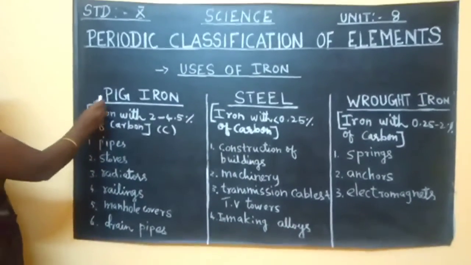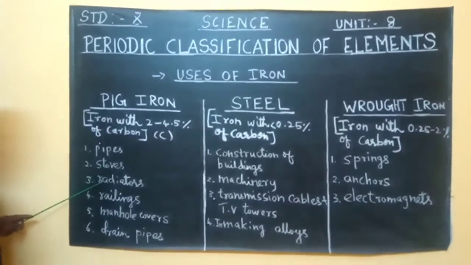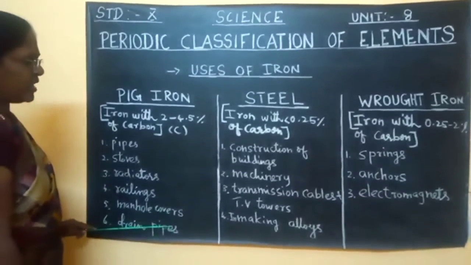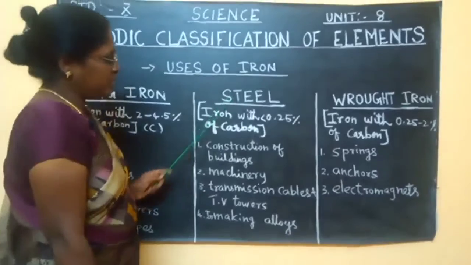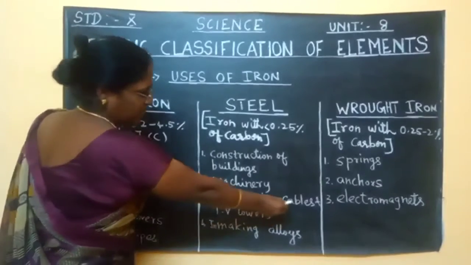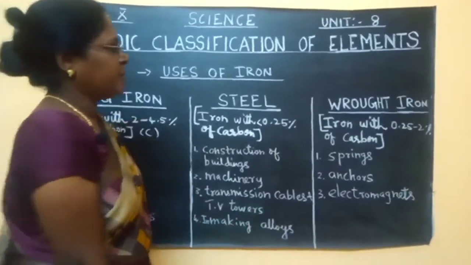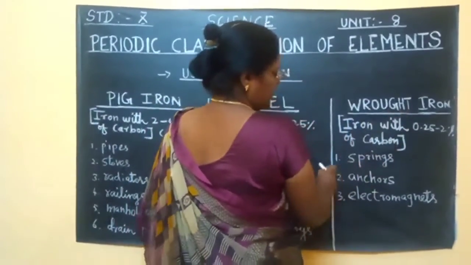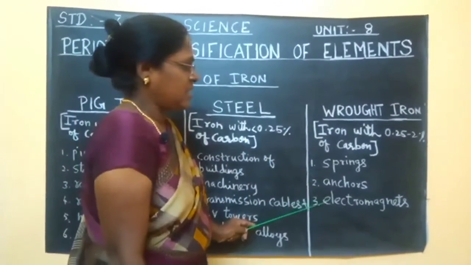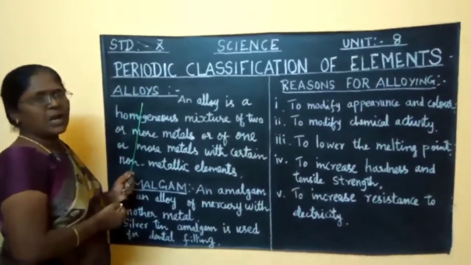So here this pig iron is used to make pipes, stoves, radiators, railings, manhole covers and drain pipes. Steel is used in the construction of buildings, machinery, transmission cables and TV towers, in making alloys. Third one is wrought iron. It is used to make springs, anchors and electromagnets. Next one we are going to see about alloys.